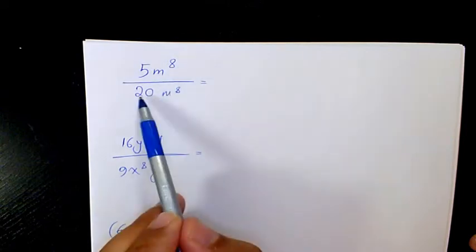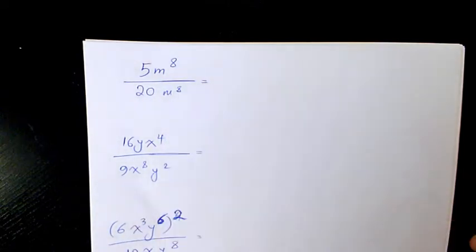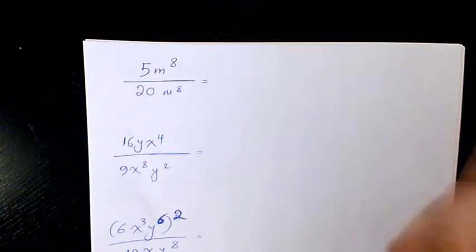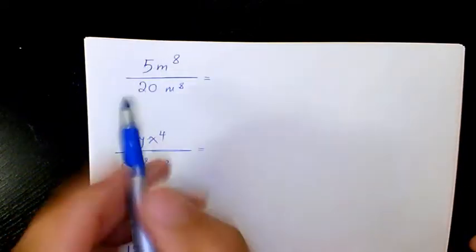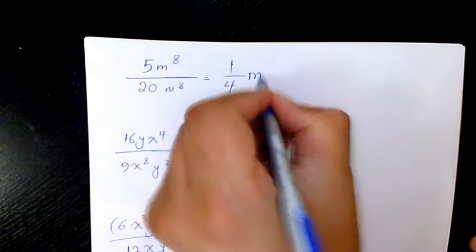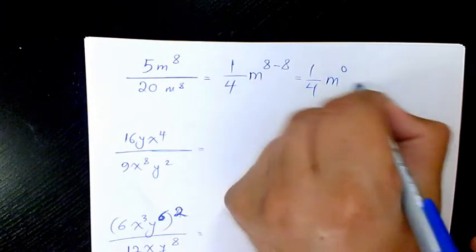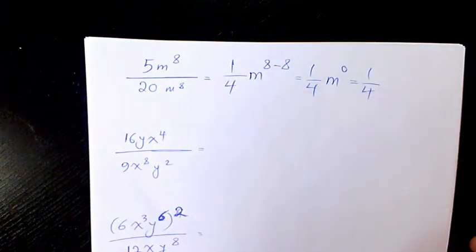Next one. 5m to the power of 8 divided by 20m to the power of 8. m to the power of 8 and m to the power of 8 cancel out because they are the same thing in numerator and denominator. They cancel out. 5 over 20 when you reduce it is going to be 1 over 4. Or you can say m to the power of 8 minus 8 is going to be m to the power of 0, that's going to be 1 over 4.